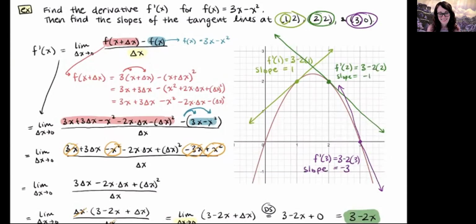Pretty cool. Okay, so this can extend to any sort of function that you have, any point that you want to find the tangent line at, anything at all. This is the really powerful thing about the derivative, is that it tells you the slope of the tangent line anywhere.